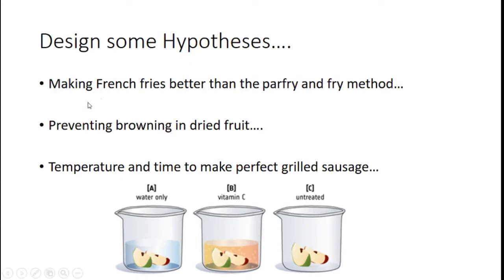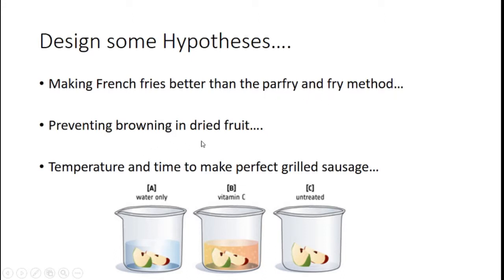If we were looking at doing French fries better than the classical par fry and fry methods, you could say, if we use this pre-dip treatment, our texture will improve as compared to the par fry and fry. Or freezing in between par fry and fry will improve the texture. And of course, our basis of comparison is the historical method.